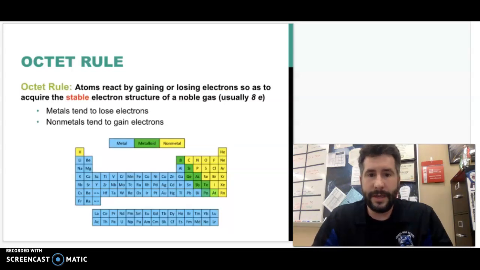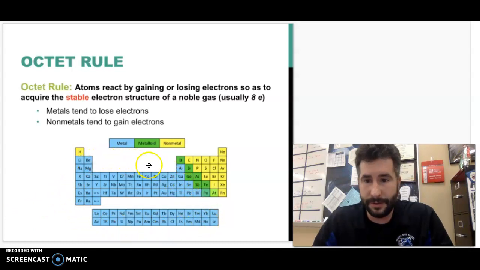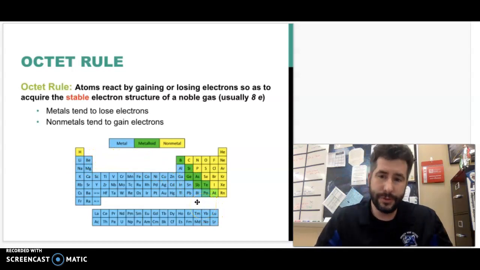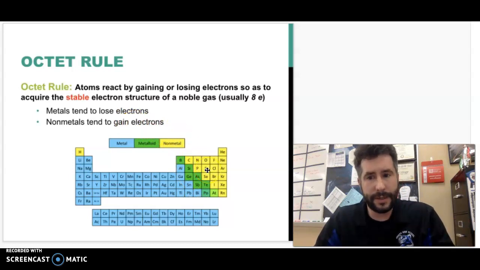So what we can say is that atoms tend to gain or lose electrons in order to get 8 valence. And so we can think about here, the ones over here, all these ones in blue here are the metals again, and metals tend to lose electrons, where nonmetals tend to gain electrons. Both of them are going to do that to get to 8 though.